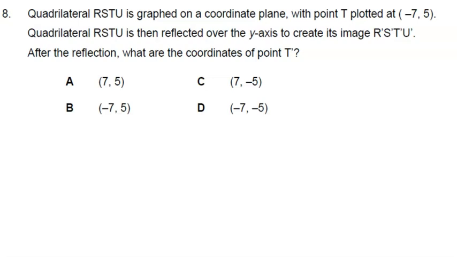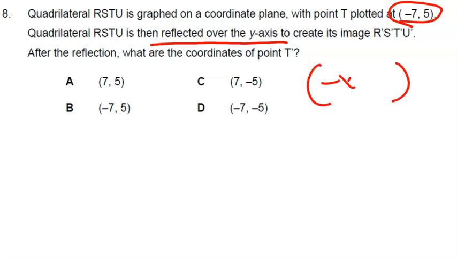Number 8 asks us, if we have a quadrilateral that has this point and we reflect it over the y-axis, what will happen? Well, anytime you reflect over y, you change the sign of x. So if I started with -7, 5, I will end with +7, +5.